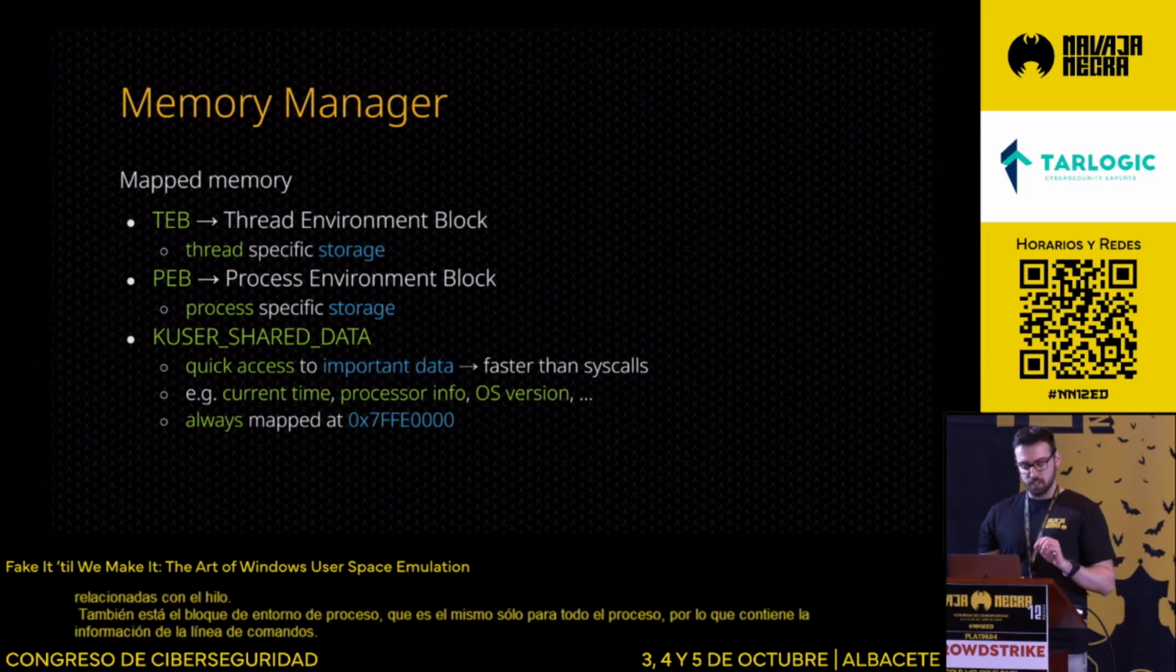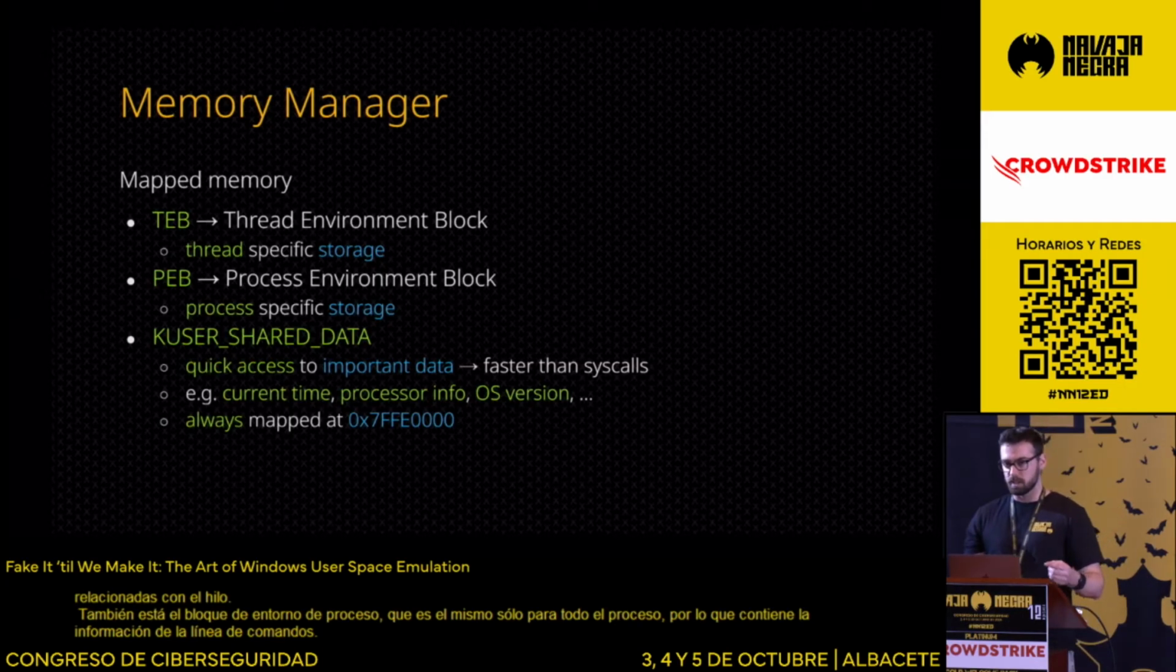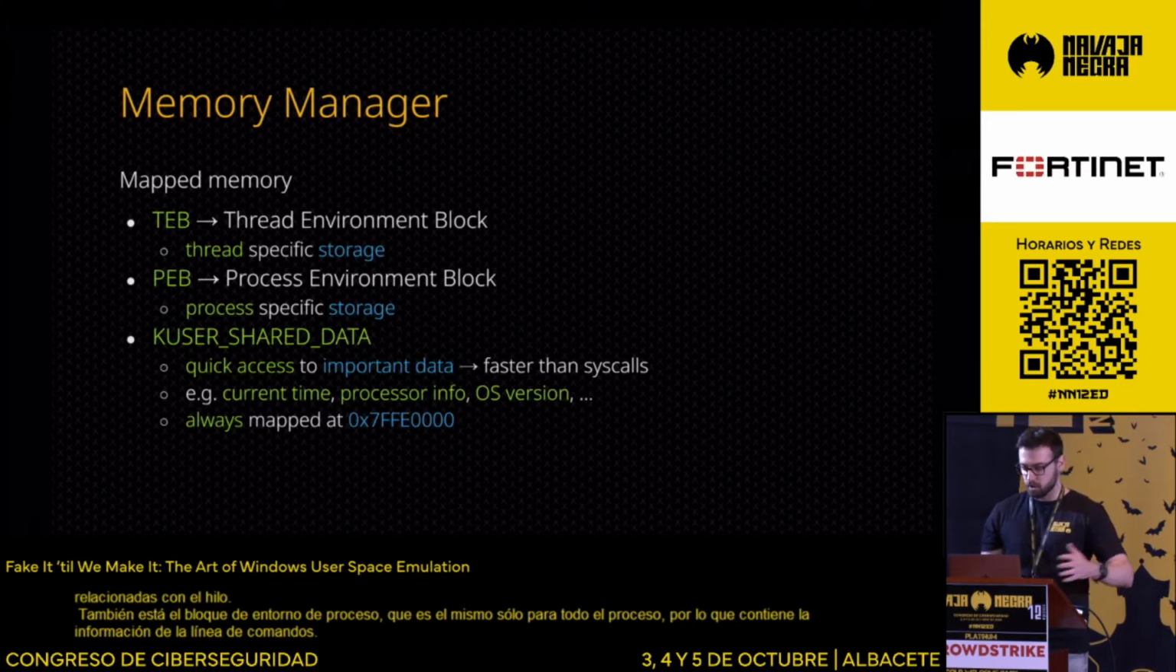And there is this special segment called KUSER_SHARED_DATA, which essentially is a section which provides quick access to important data. Because syscalls in general are rather slow. You need the context switch and the kernel has to deal with it. And if you need very frequently accessed data, for example, the current time or some processor information, doing that through a syscall is pretty slow, which is why the kernel maps this region into every process at this specific address you can see there.